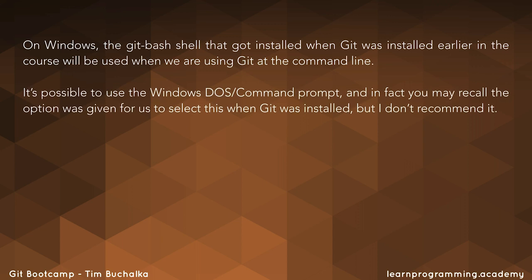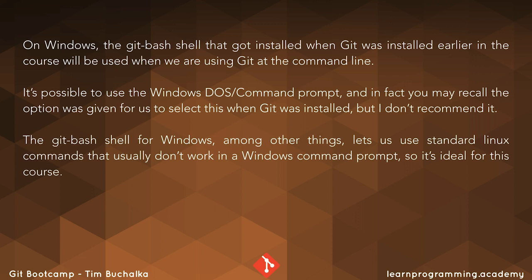Now it's possible to use the Windows DOS or command prompt, and in fact you may recall the option was given for us to select this when Git was installed, but I don't recommend doing that. The Git bash shell for Windows, among other things, lets us use standard Linux commands that usually don't work in a Windows command prompt, so it really is ideal for this course. So let's swing over now and start the Git bash shell and start setting up our command prompt.